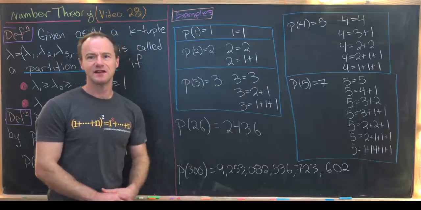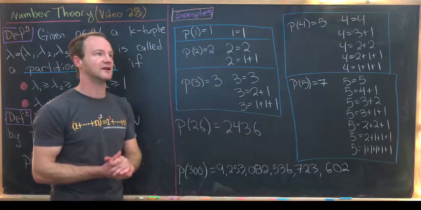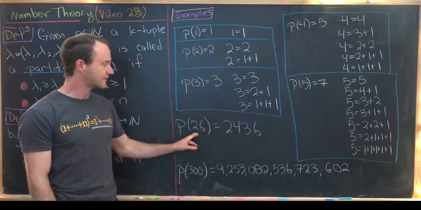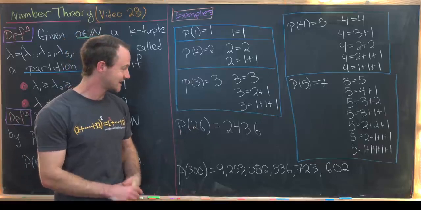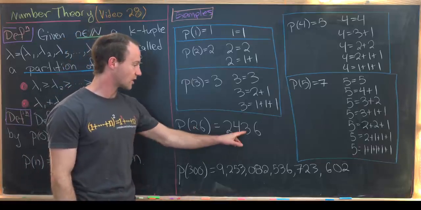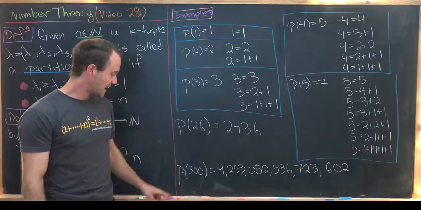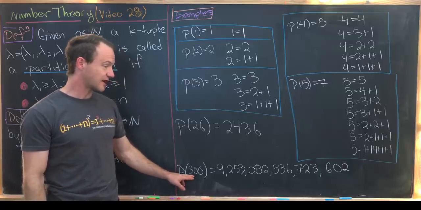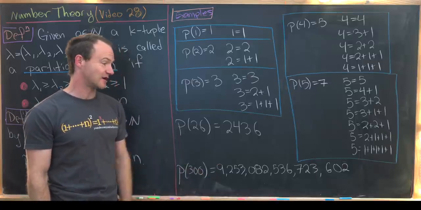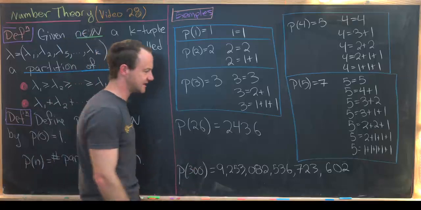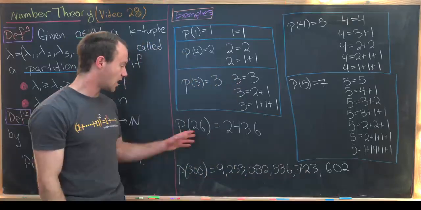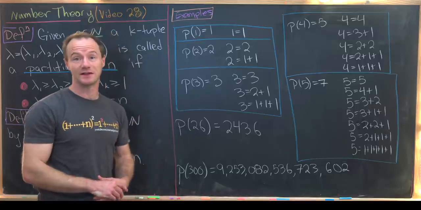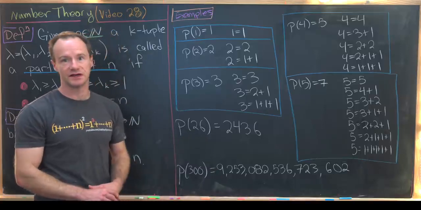So in fact, this number continues to grow very, very quickly. So p of 26, in other words, the number of partitions of 26, is 2,436. And then the number of partitions of 300 is this very, very large number. So let's see. 1,000, million, billion, trillion, quadrillion. It's on the order of a quintillion, or 9 quintillion, I should say.